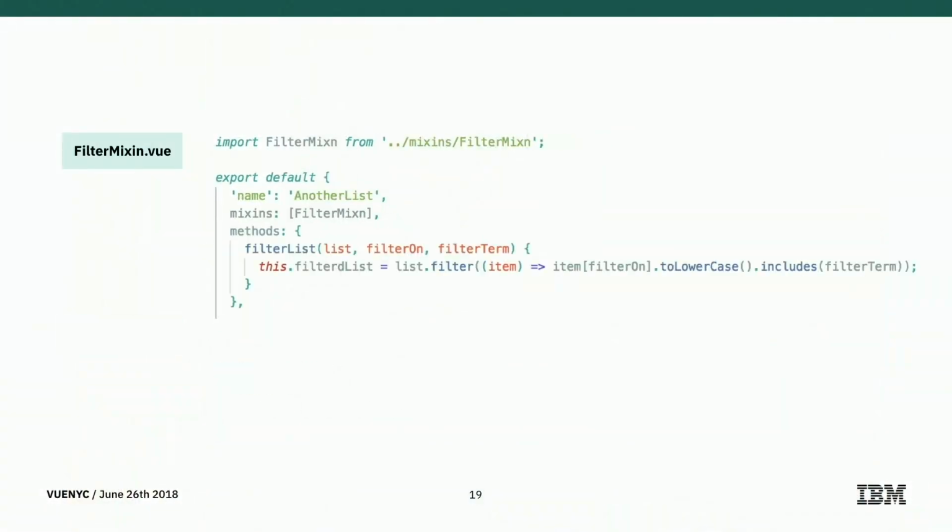But let's say for some reason we wanted to have one mixin, that let's say that mixin had a bunch of other methods on it, but we wanted to lowercase the filter list on one of them.